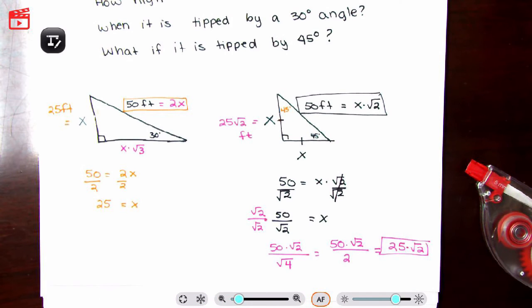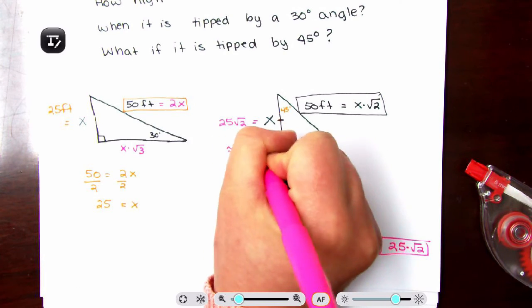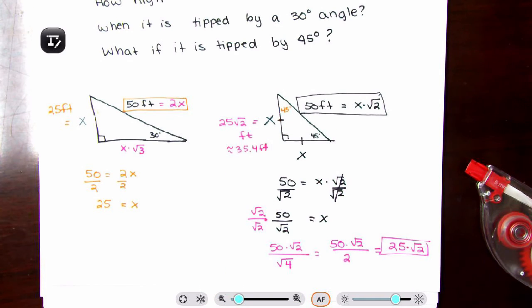So just a little bit more. If we type that into the calculator, if, for example, they asked us to round, we could have stopped there and rounded on our calculator. So 25 times the square root of 2. Oops, typing all the wrong things in the calculator. 25 times the square root of 2, and that is about 35.4 feet. It all depends on the instructions.